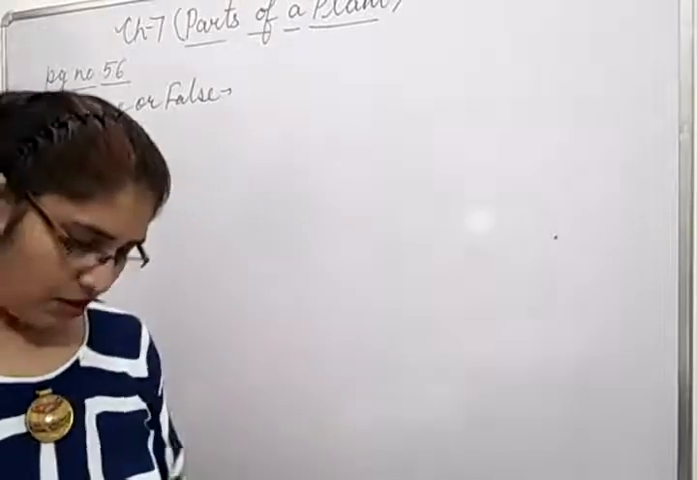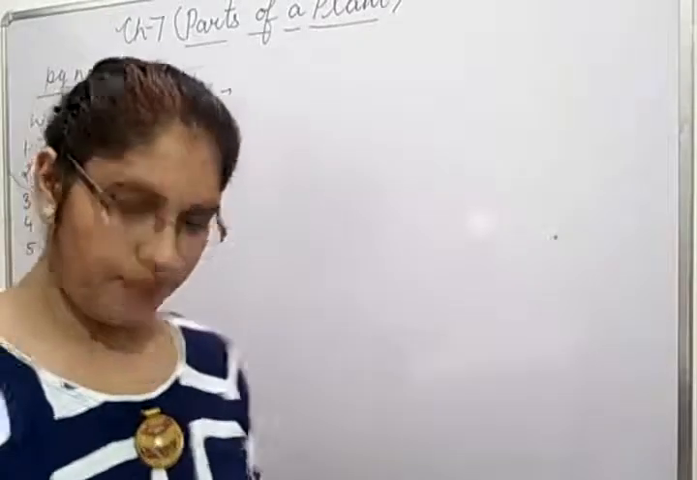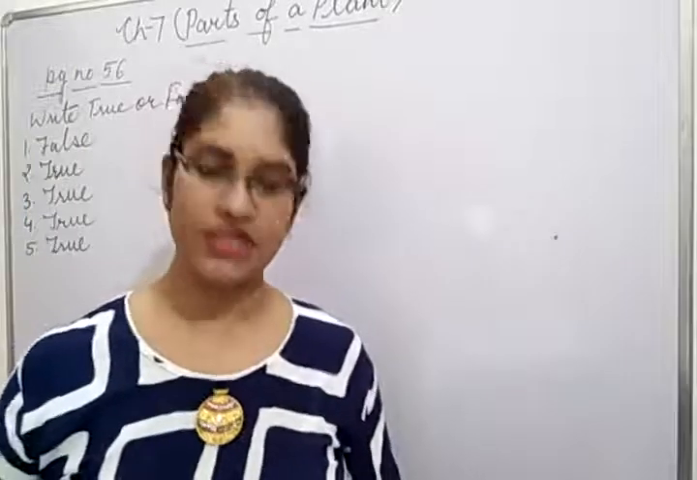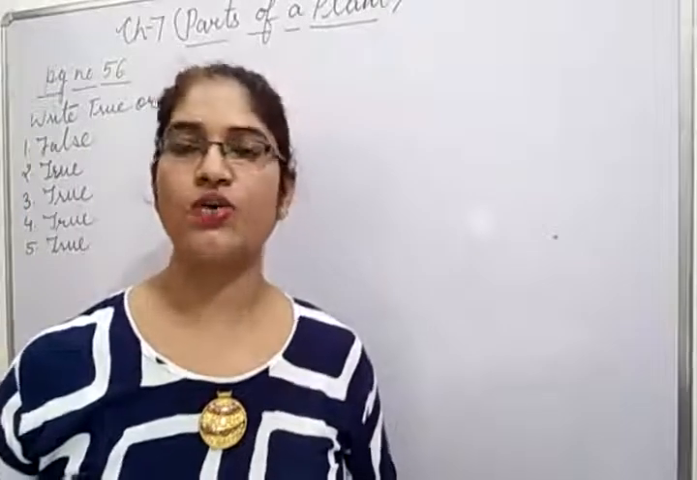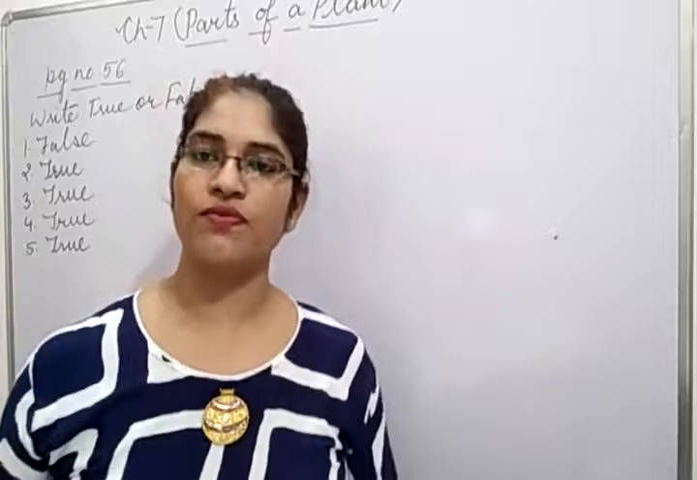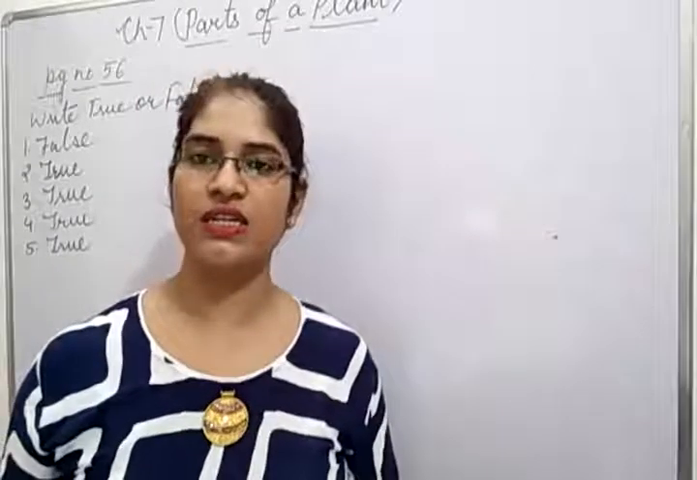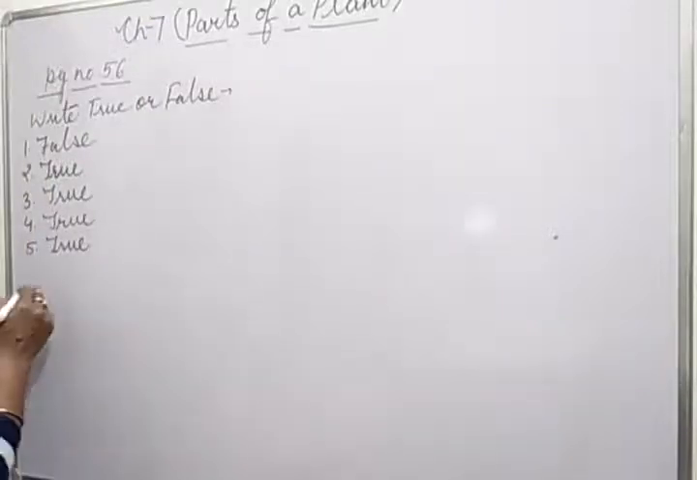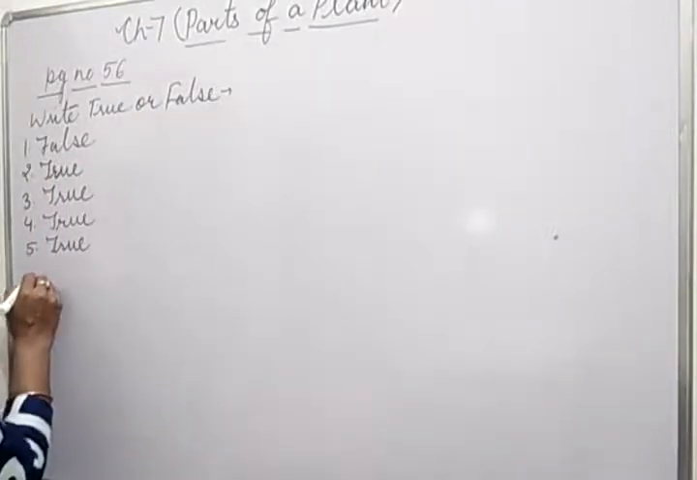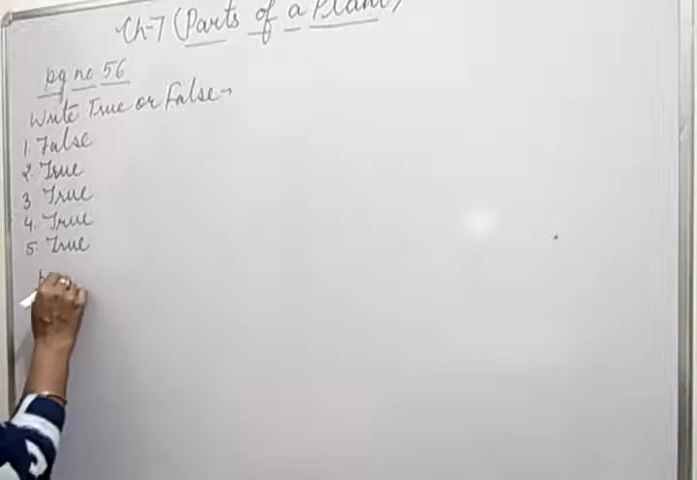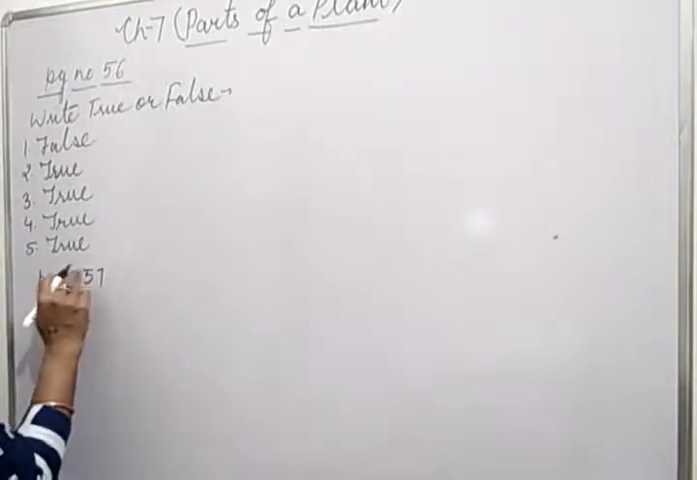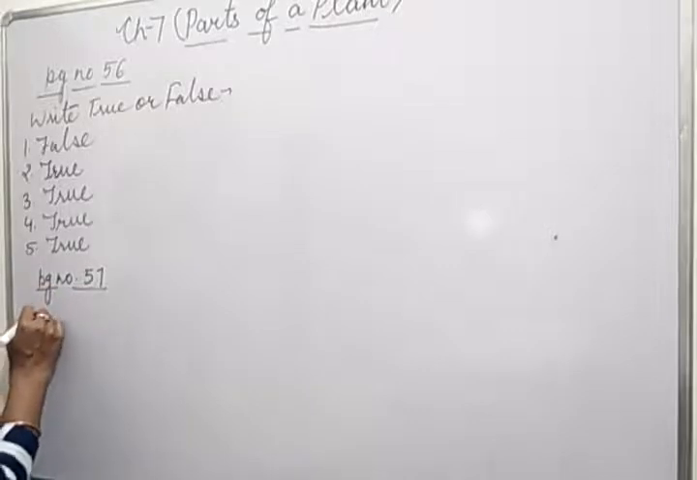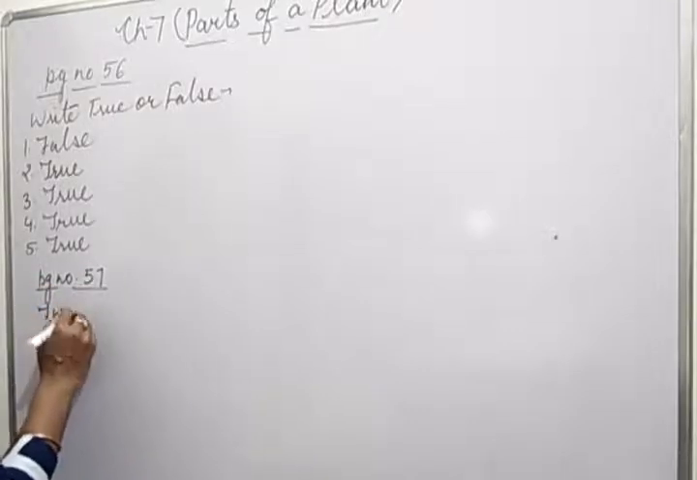Now, one question is given on page number 57. What is that question? Write names of two fruits having one seed. You have to write down the names of fruits which have one seed in them. So what can you write? According to me, you can write there, the question is on page number 57. You have to write two fruits.